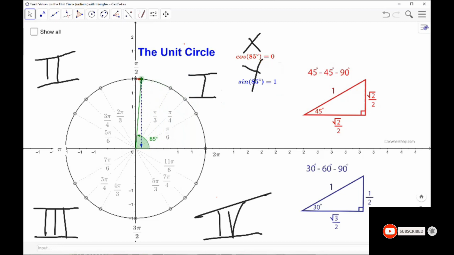Making our way to 90. Take note we're at the point (0, 1). So the cosine of 90 will be 0. The sine of 90 will be 1.